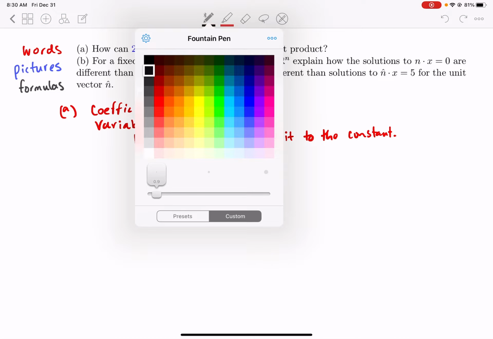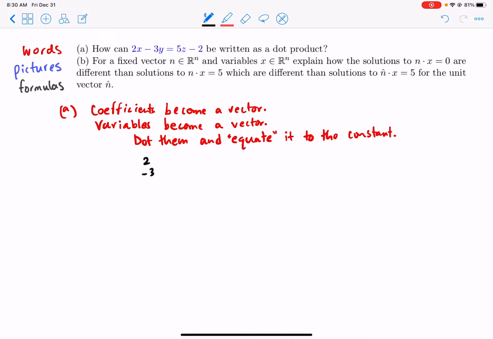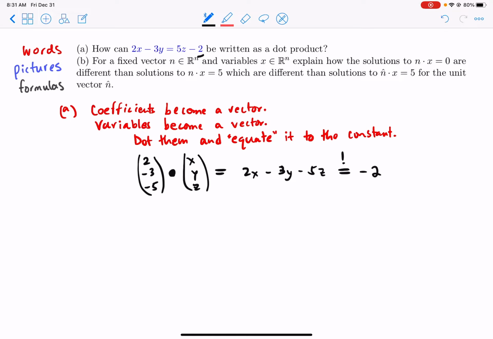Okay, so let's use formulas. So I'm just going to take (2, -3, -5), by the way, minus 5, because this plus 5 will come over to this side, but you'll see that in a moment, dot (x, y, z). Well, if I just did this, then I would get 2x minus 3y minus 5z. And so now you see that we're getting the correct minus 5. But we want that to now be equal to minus 2, because that's what's left over on the right-hand side.